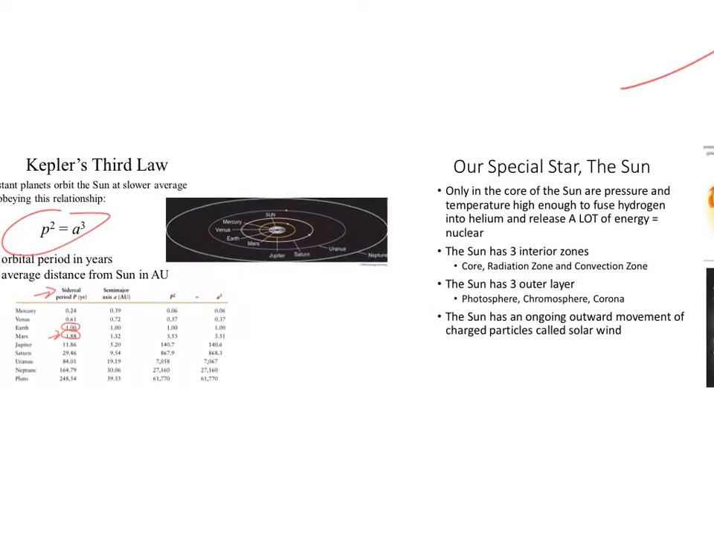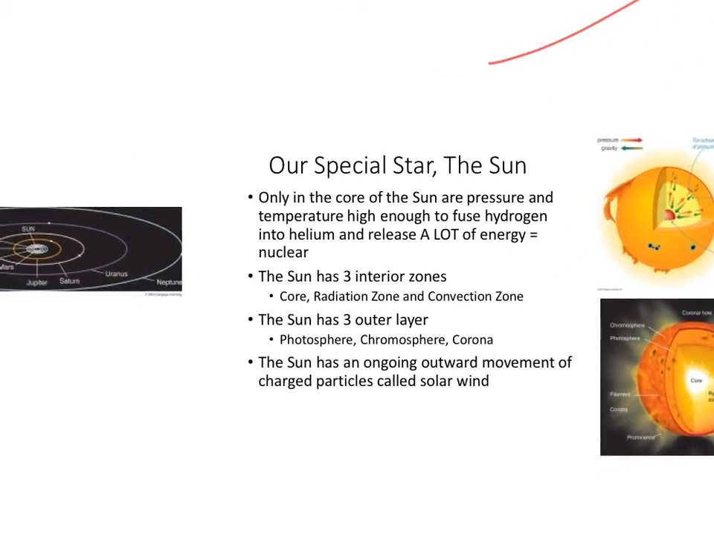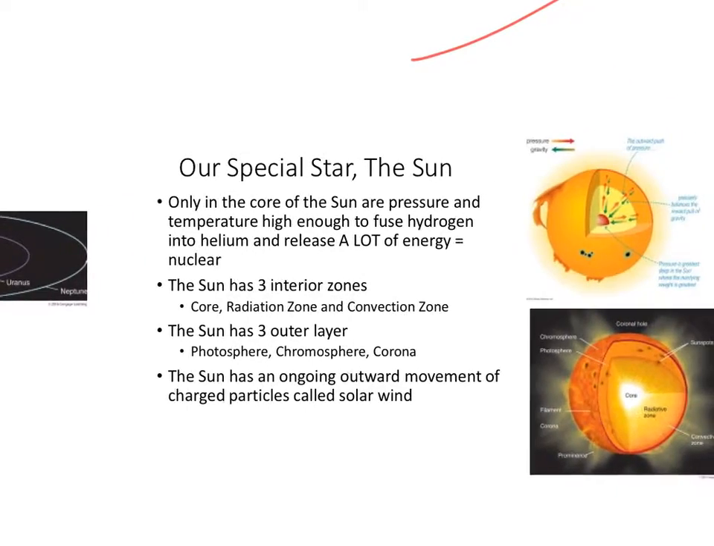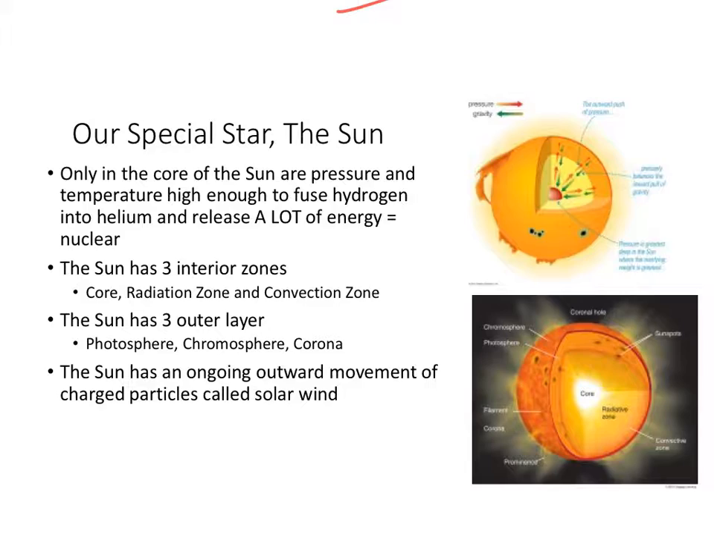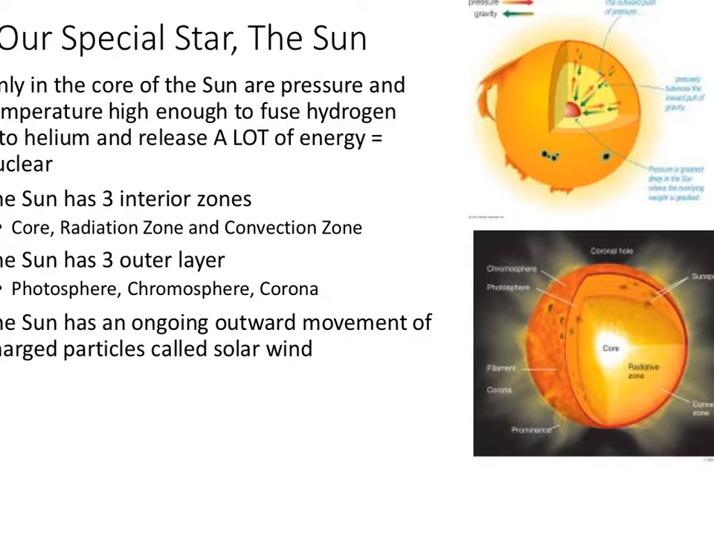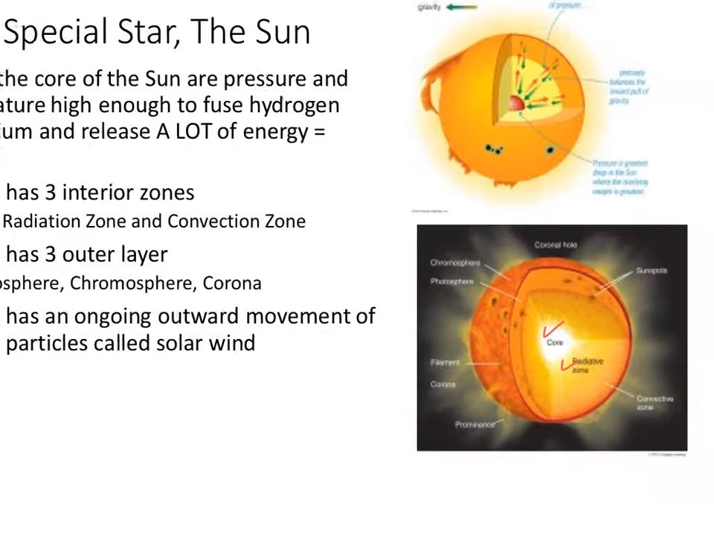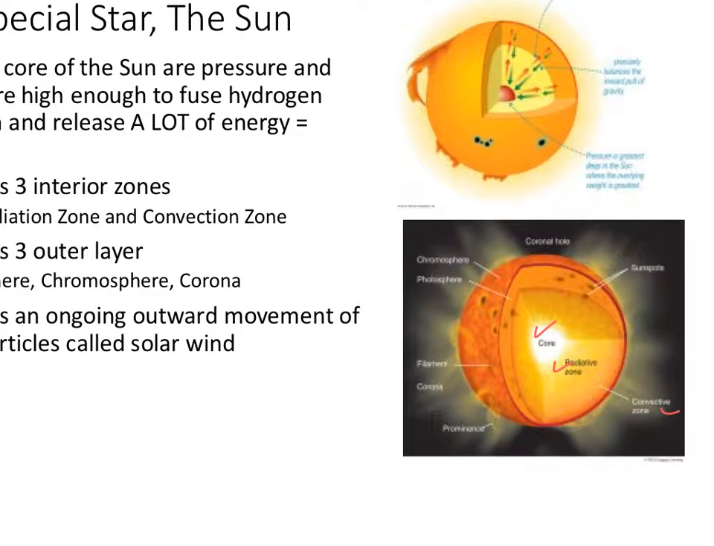All right. Then I've got layers of the sun's interior, 3 layers, and exterior, 3 layers. On the interior, we have the core, radiative zone, and the convection zone. And then its exterior, we have the photosphere, the chromosphere, and the corona. So those 6 layers.